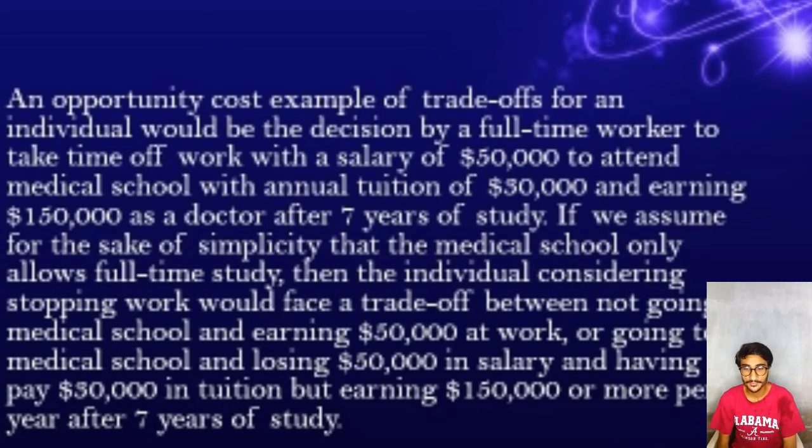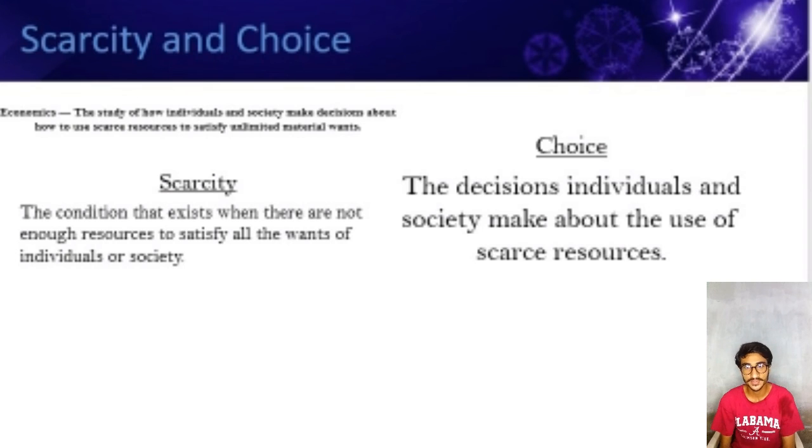An example of an opportunity cost trade-off for an individual would be the decision by a full-time worker to take time off work with a salary of $50,000 to attend medical school with annual tuition of $30,000 and earning $150,000 as a doctor after 7 years of study. If we assume for the sake of simplicity that the medical school only allows full-time study, then the individual considering stopping work would face a trade-off between not going to medical school and earning $50,000 at work, or going to medical school and losing $50,000 in salary and having to pay $30,000 in tuition but earning $150,000 or more per year after 7 years of study.